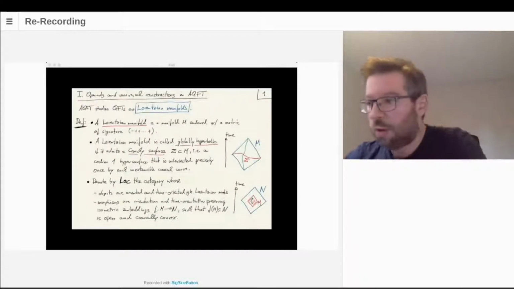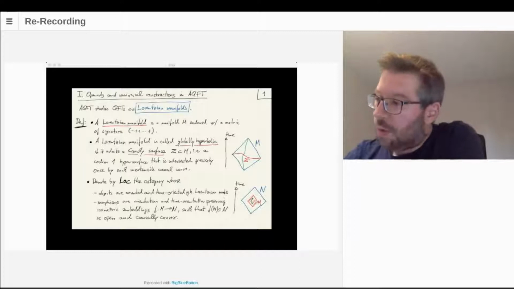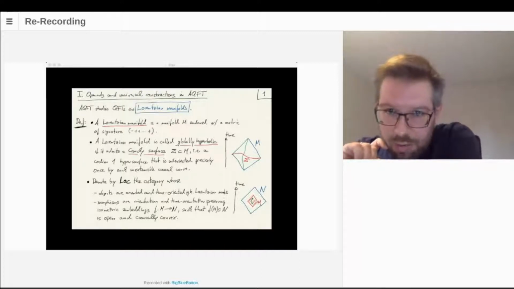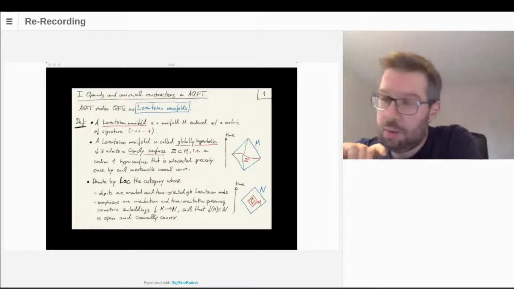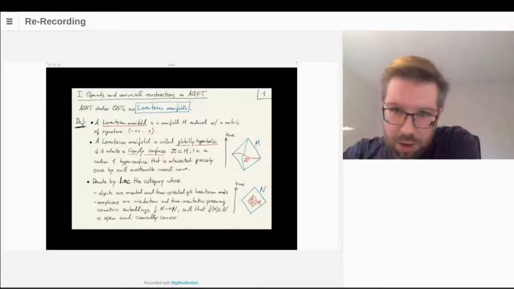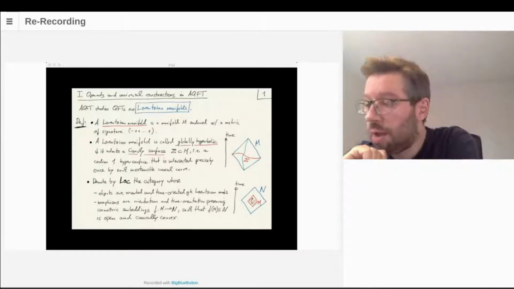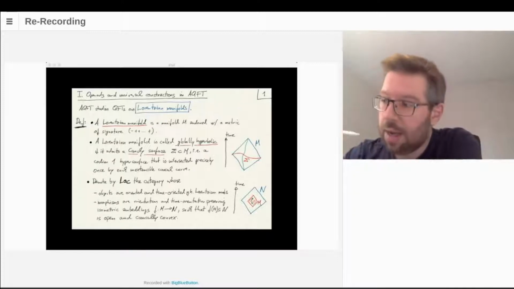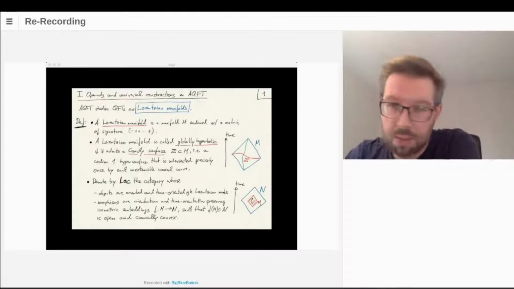So let's start with the first lecture. Operads and universal constructions in AQFT. Maybe I should say a few words about what AQFT is supposed to do. AQFT, algebraic quantum field theory, is a framework which is there for studying quantum field theories on Lorentzian manifolds.